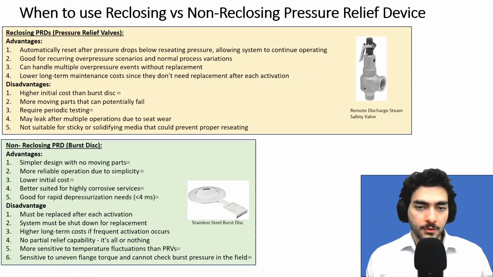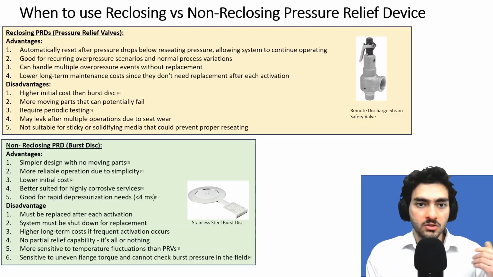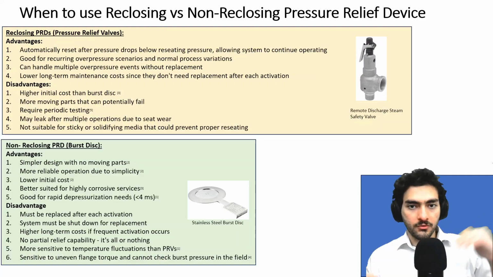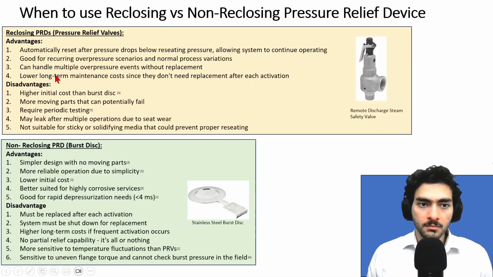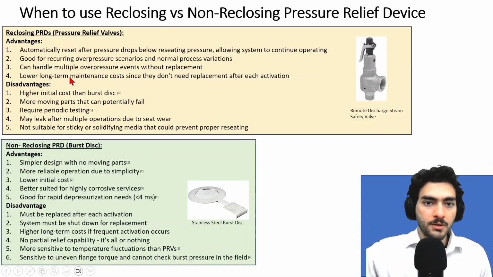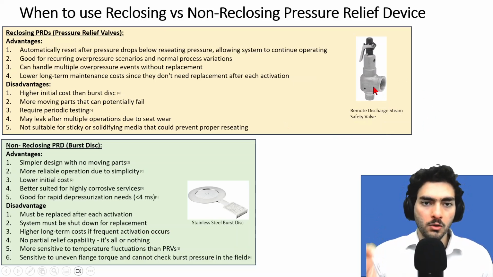So if you have feeds that are feeding the vessel and you know that there can be process pressure variations or frequent upset scenarios in the pressure of the feeds that would result in a vessel having overpressure scenarios, then you might consider a pressure relief valve because it can handle multiple overpressure events without the need to replace the valve. And when we say replacement, we don't necessarily mean replacing the whole valve.